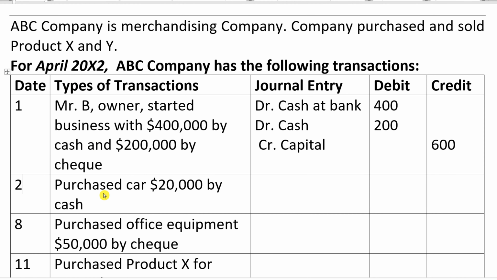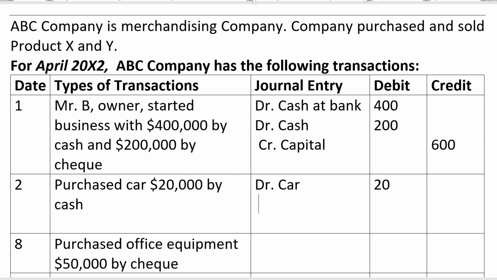And on the second day, ABC company purchased a car for 20,000 by cash. So we record debit car 20,000 and credit cash 20,000.